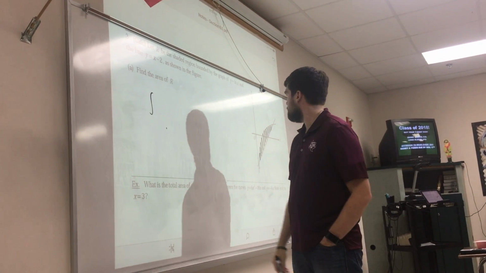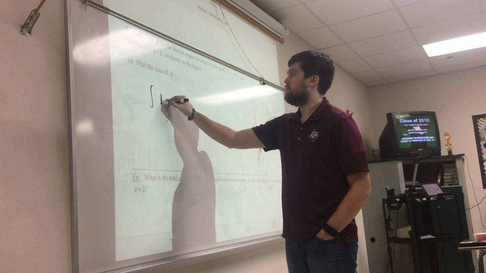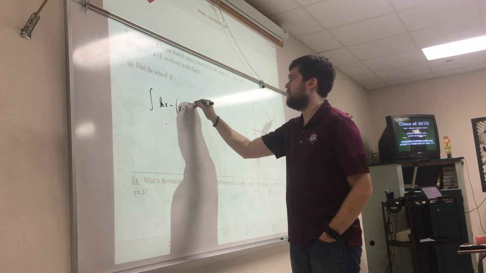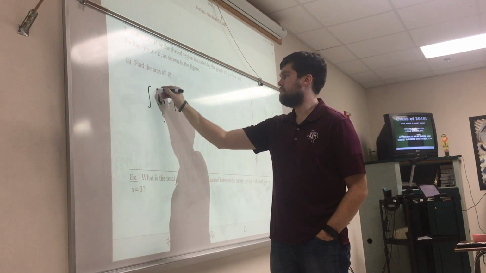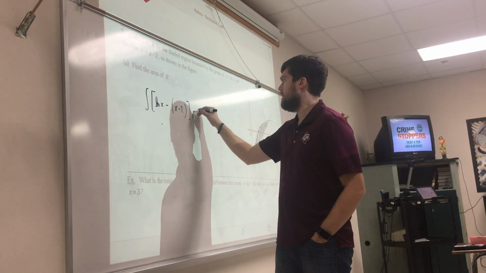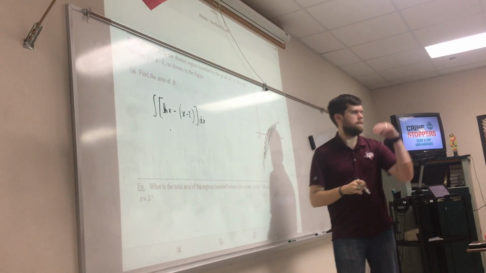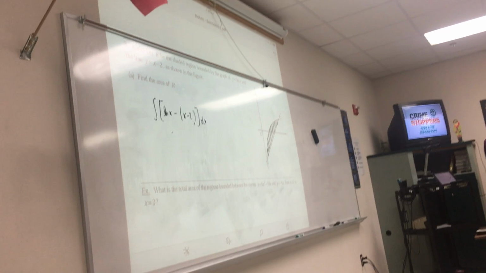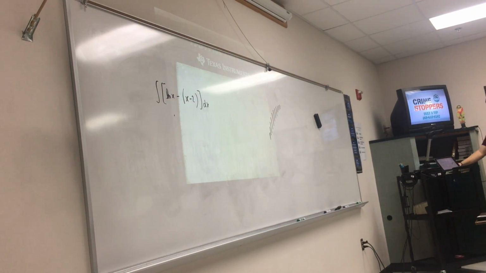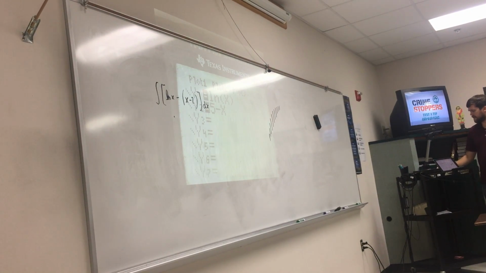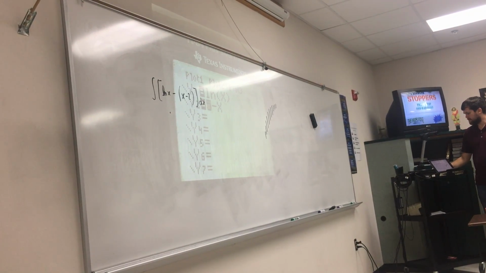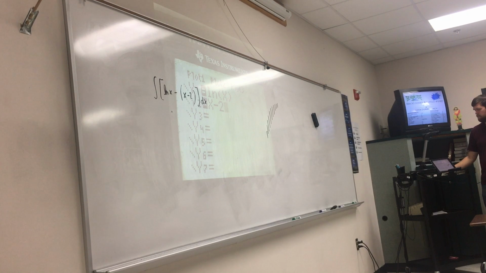What's our top function? ln of x minus our linear function, x minus 2, dx. And what are we missing? Bounds. Well, this is a calculator problem, so no problem. We can find it for free by plugging these in. Look at that, I've already got natural log of x. So now I type in x minus 2.